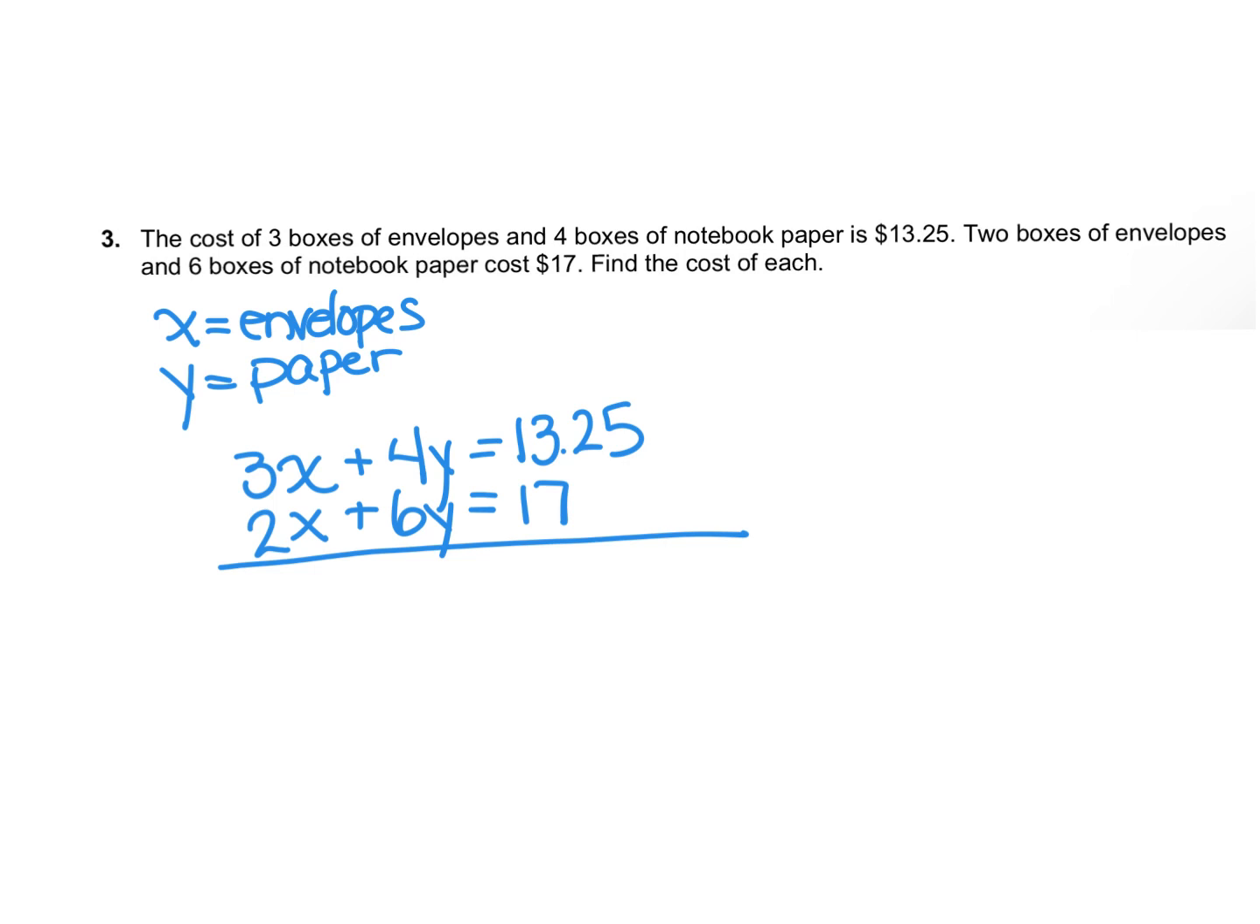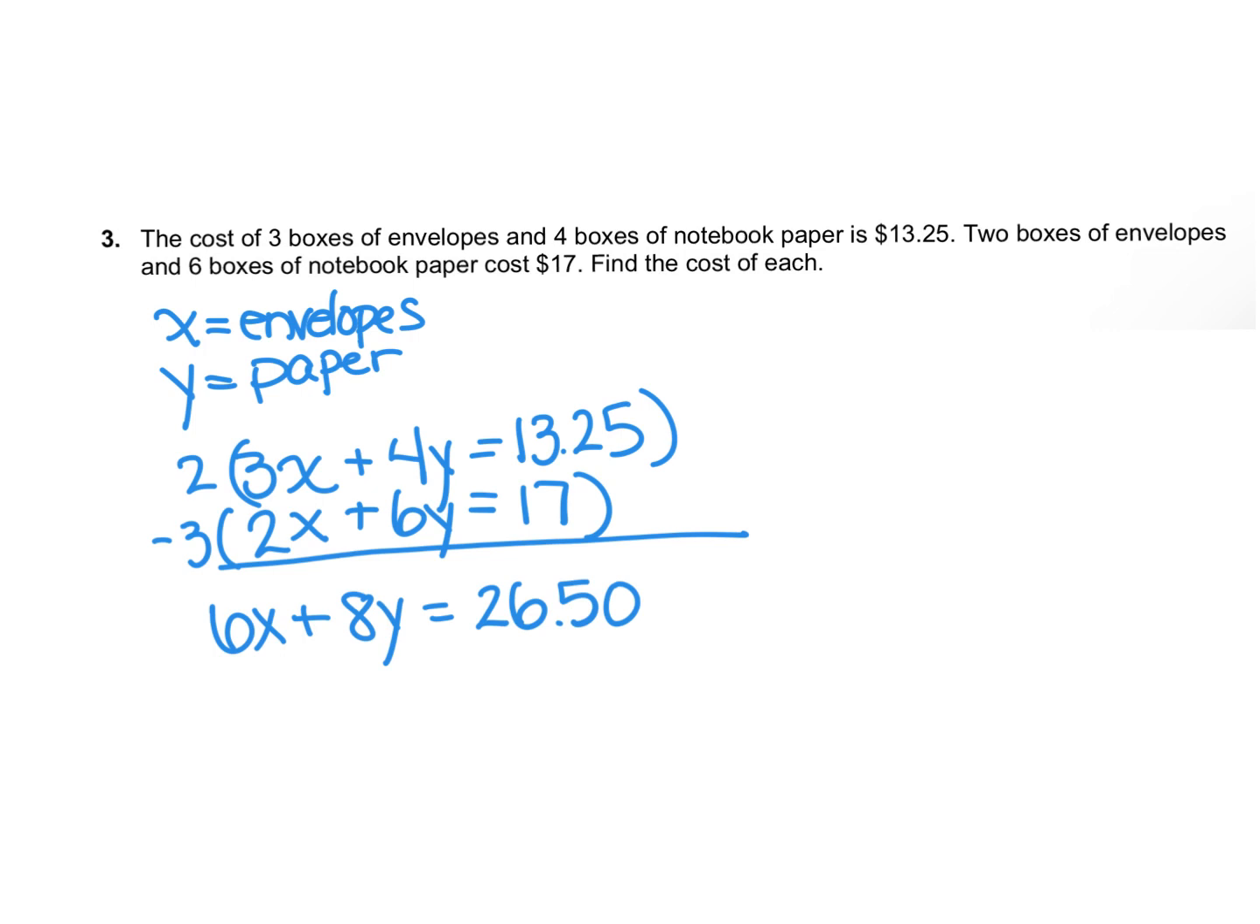All right, so now taking a look at the numbers we have here, it looks like we're going to have to multiply the top and the bottom by a number. So I think I'll multiply the top by 2, and then I'm going to multiply the bottom by -3. I need one to be a positive x and one to be a negative x. All right, so I'll have then 6x plus 8y is equal to $26.50.